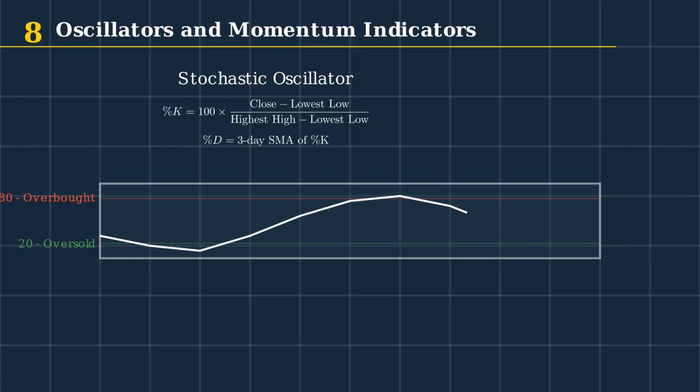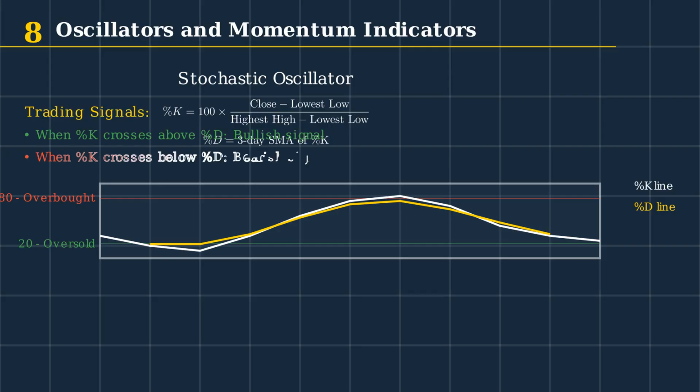The white line represents %K, which responds faster to price changes, while the gold line is %D, which moves more smoothly and provides signal confirmations. Traders watch for crossovers between the %K and %D lines. When %K crosses above %D, it generates a bullish signal, especially in oversold territory. Conversely, when %K crosses below %D, it suggests a potential bearish move.